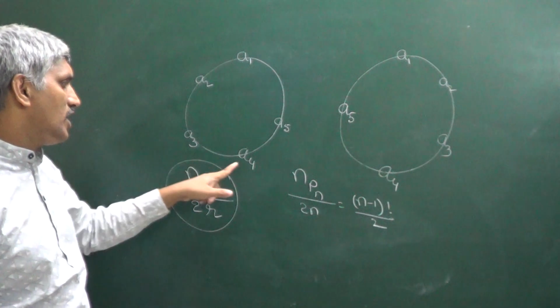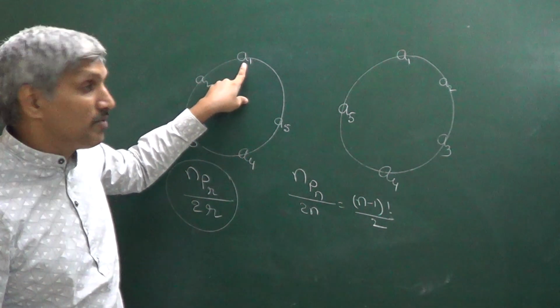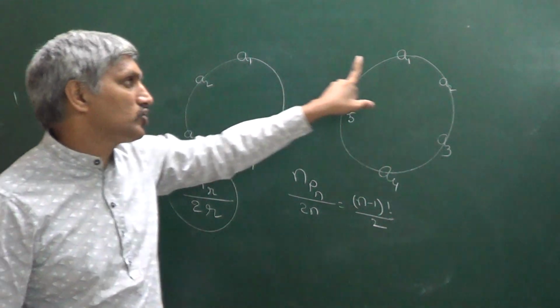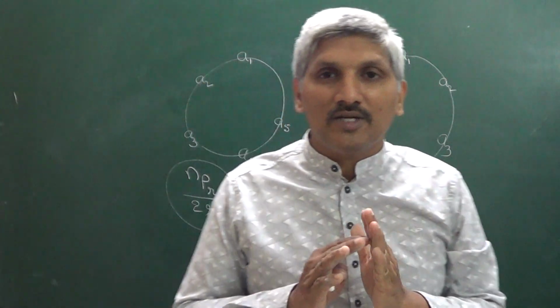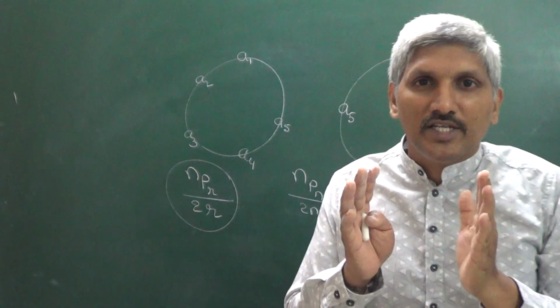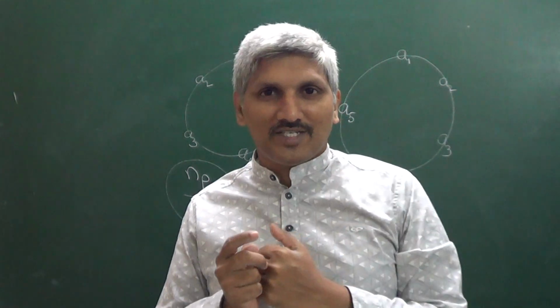Here also A4 neighbors are A5, A3. Here also A1 neighbors are A2, A5. So when he is asking in a question, where in each arrangement they don't have the same neighbors.